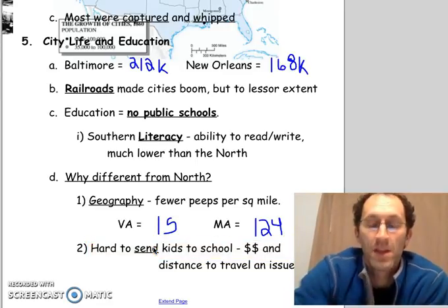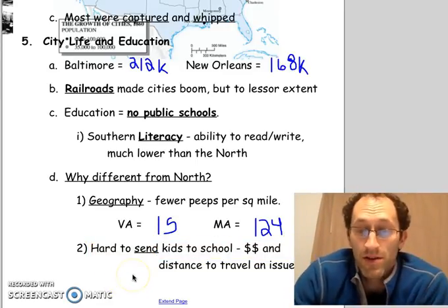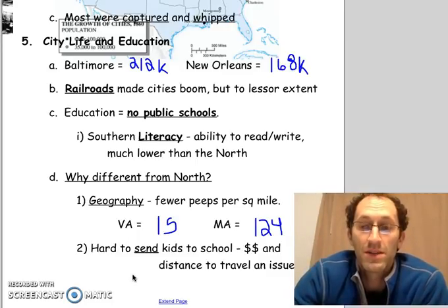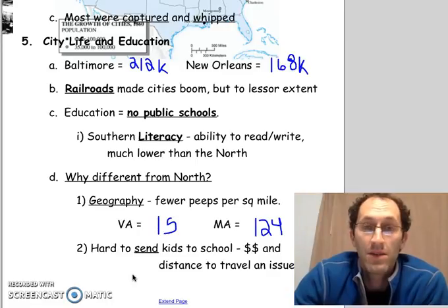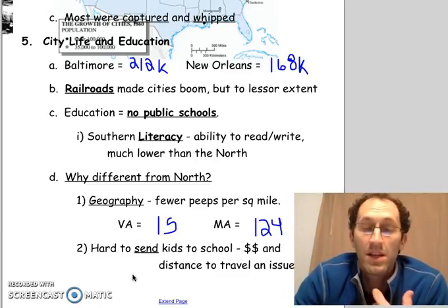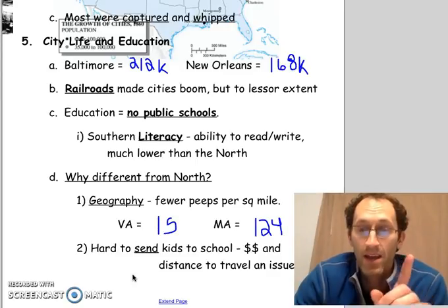Last point. In the South, it was harder to send kids to school, not only for financial reasons, but also because of the distance traveled. Schools, even today, are built based on their locations. How many people live in an area determines how many schools will spring up. When I lived in South Dakota, kids would sometimes have to be bused 30 miles one way to get to school and then 30 miles back.